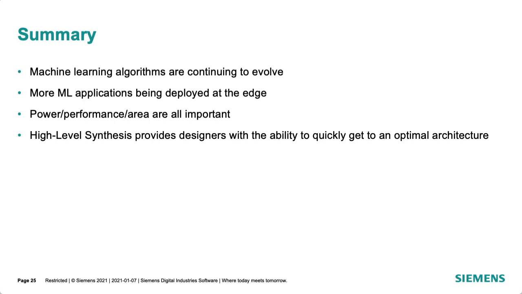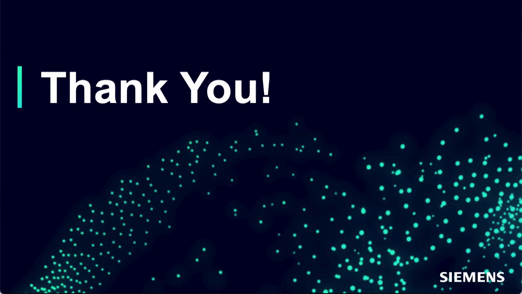In summary, machine learning algorithms are continuing to evolve. More and more machine learning applications are going to be deployed at the edge. Power, performance, and area of custom hardware are all important, and high-level synthesis provides designers with the ability to quickly get an optimal architecture from a machine learning algorithm. This concludes the video on why high-level synthesis is a good fit for implementing machine learning hardware.